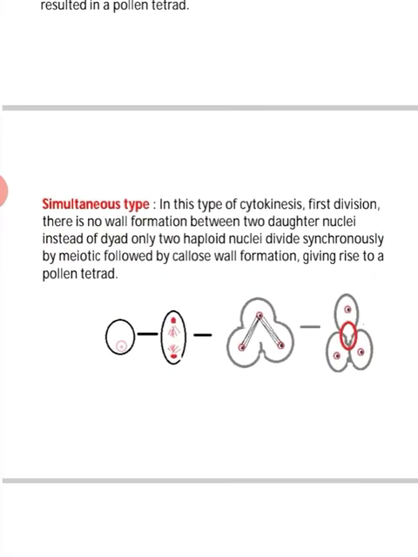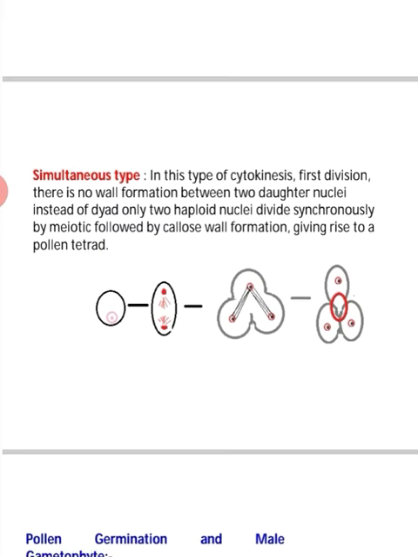Then the simultaneous type. In this type of cytokinesis, after the first division, there is no wall formation between two daughter nuclei. Instead, there is a dyad only. Two haploid nuclei divide synchronously by meiosis, followed by a callose wall formation, giving rise to a pollen tetrad. So this is the simultaneous type.